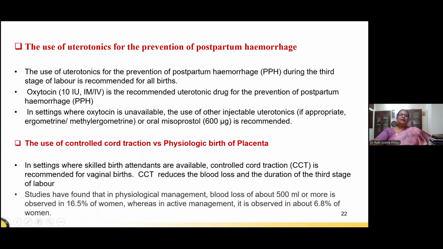In settings where oxytocin is not available, other injectable uterotonics such as ergometrine or methylergometrine, or oral misoprostol, can also be used to manage the third stage actively. And all of these measures will help in preventing postpartum hemorrhage in the woman.